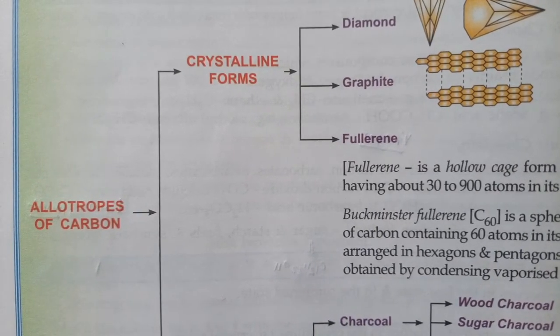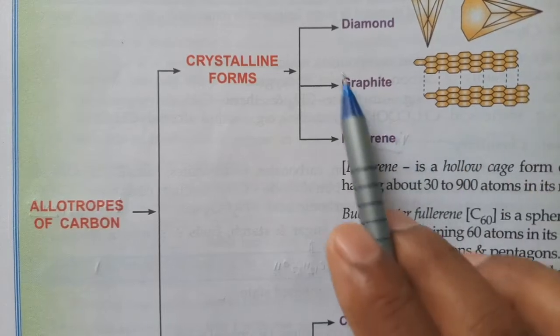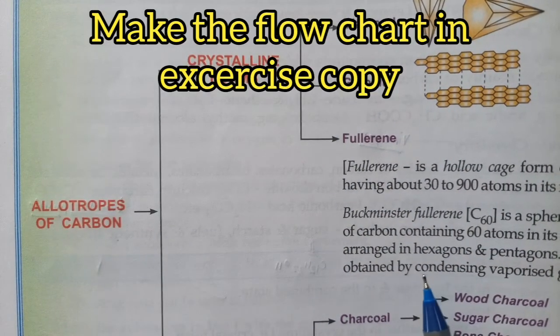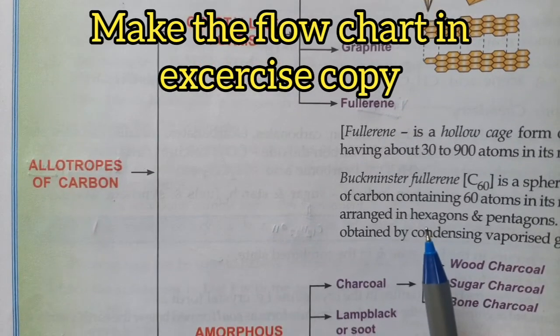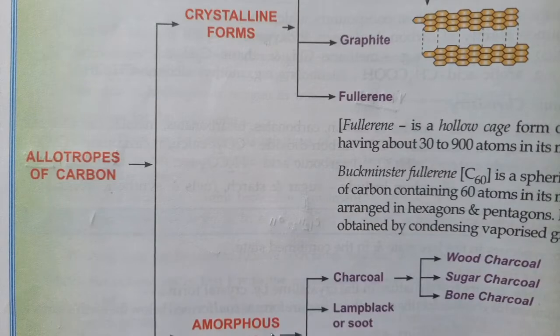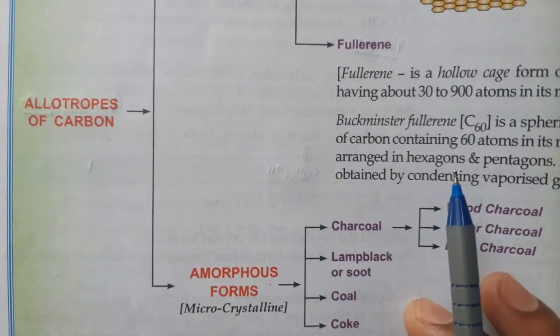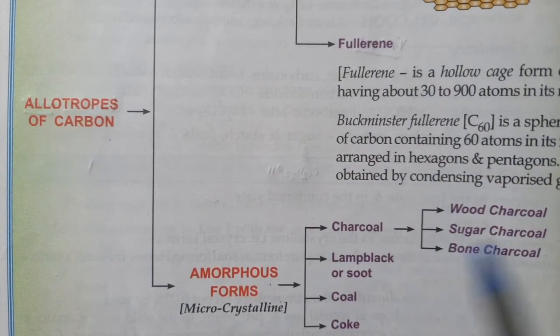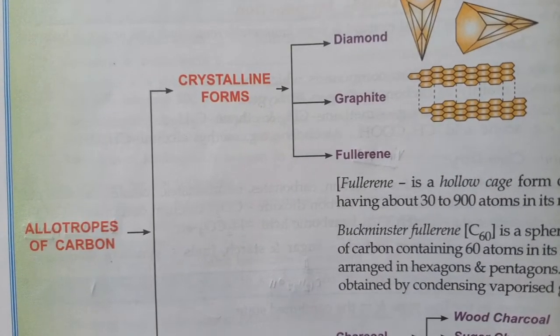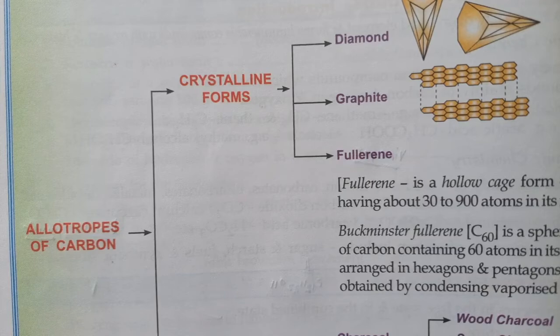Okay, you don't need to make the diagram like this, but you can make the flow chart. So what are the allotropes of carbon? Do remember, allotropes have two different forms. One is called crystalline form, the other is called amorphous form. Amorphous form is also called microcrystal form. Let us discuss this, and do make this in your copy on a blank page.